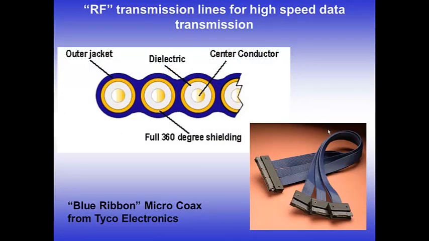One interesting example of the use of coaxial transmission lines is the use of these ribbon cables for high-speed data transmission in, for example, a computer. And you can see in the cross-section here that what appears to be just a simple ribbon cable is actually containing a number of coaxial transmission lines, so you can get very high-speed data transmission. This is the blue ribbon microcoax from Tyco Electronics.